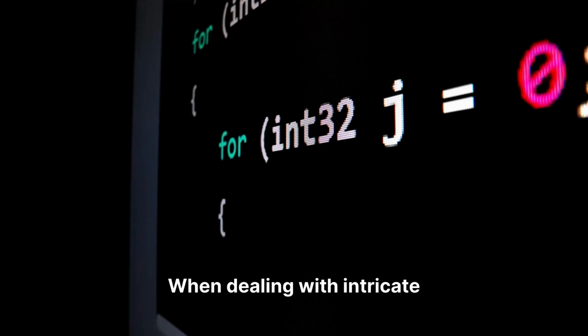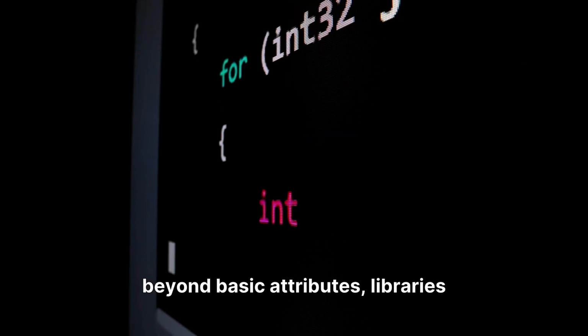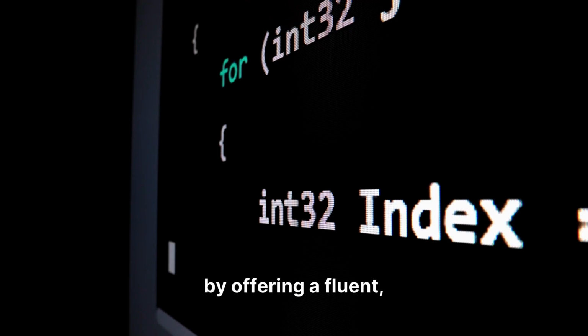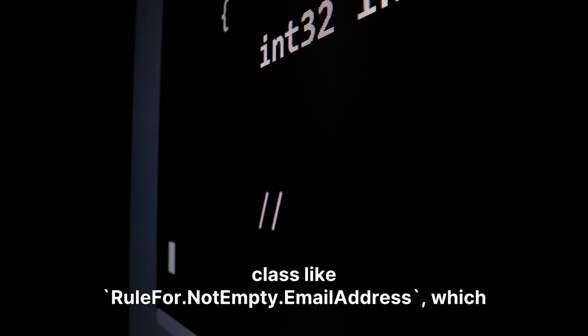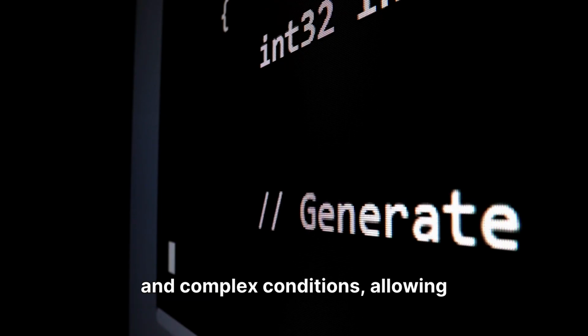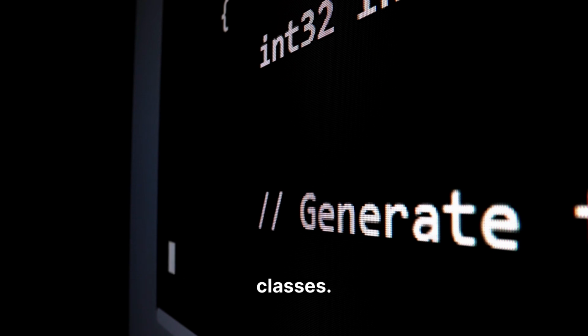When dealing with intricate validation needs that go beyond basic attributes, libraries such as FluentValidation shine by offering a fluent, chainable API that keeps validation logic separate from your domain models, enhancing testability and flexibility. In practice, you define rules in a validator class like RuleFor NotEmpty on EmailAddress, which can include custom messages and complex conditions, allowing for sophisticated business rules without cluttering your entity classes.